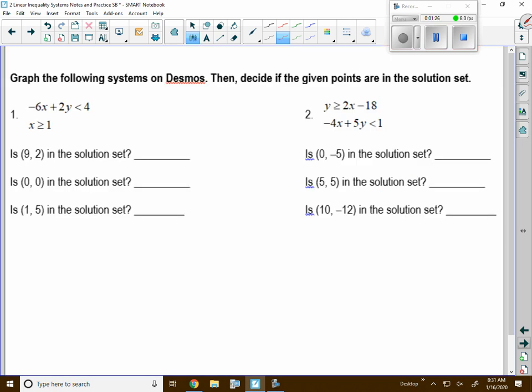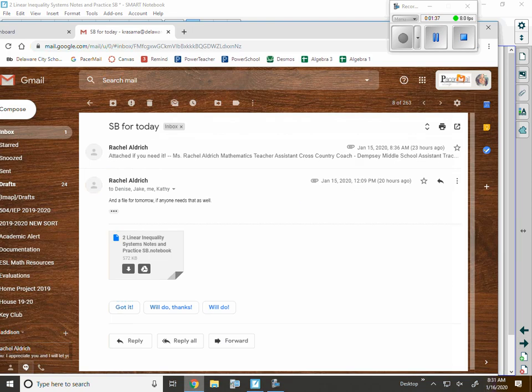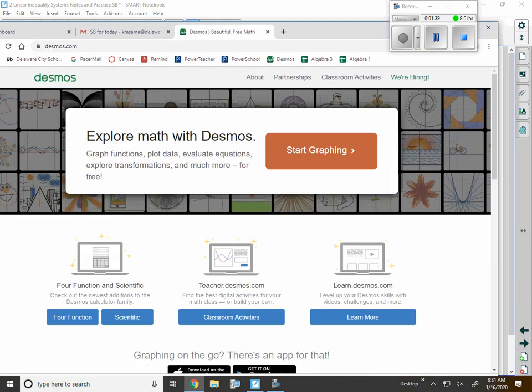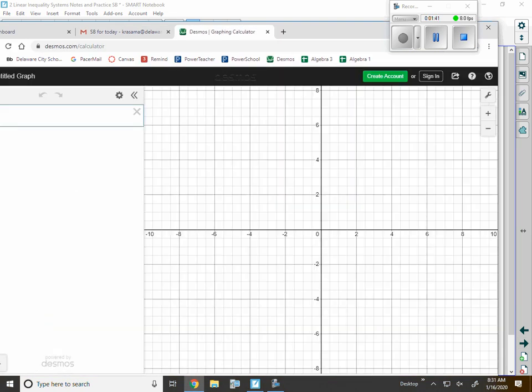All right, so it says graph the following system on Desmos, which I will do. You don't need to get that out quite yet. Then decide if the given points are in the solution set. So let me pull up Desmos for us. All right, I'm going to make this a little smaller and do a side by side here.